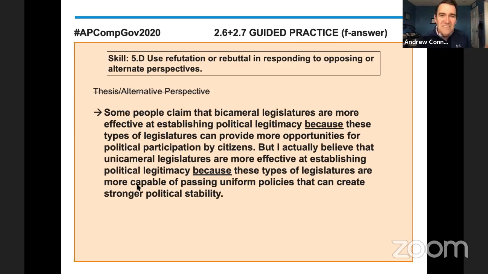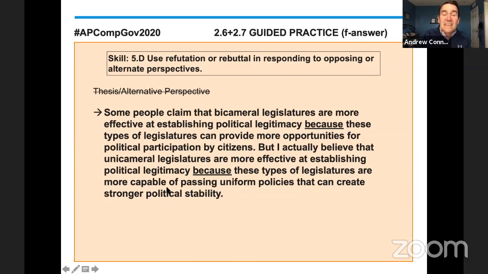I know there's some teachers who are going to really, this might be a little controversial, but I wanted to show you just some writing styles that I've seen from students that I think does a good job of setting up the thesis. So my thesis is that it's unicameral legislatures that build effective political legitimacy.